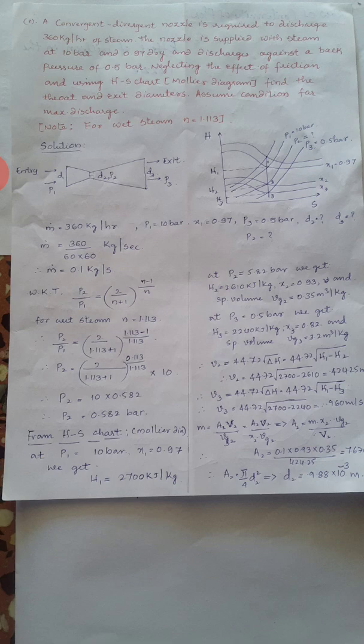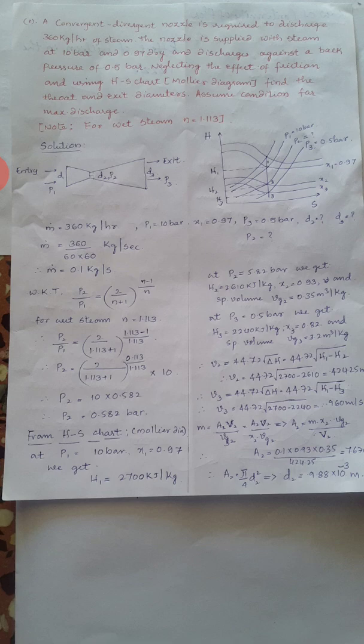So now we have to consider the convergent divergent nozzle, which is shown in the figure. D1 is the diameter at the convergent section, D2 is the diameter at the throat section, D3 is the diameter at the divergent section. P1, P2, P3 are the pressures at the convergent, throat and divergent sections respectively. Mass flow rate is given, that is 360 kg per hour, which will be converted to kg per second. 360 divided by 60 into 60, that is 0.1 kg per second.